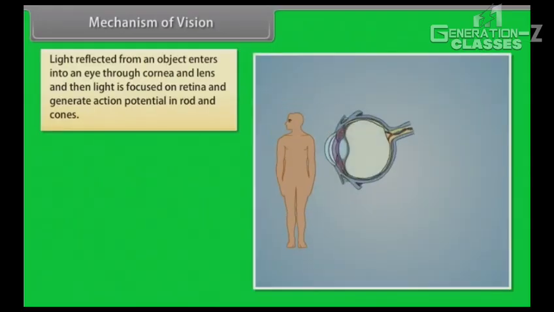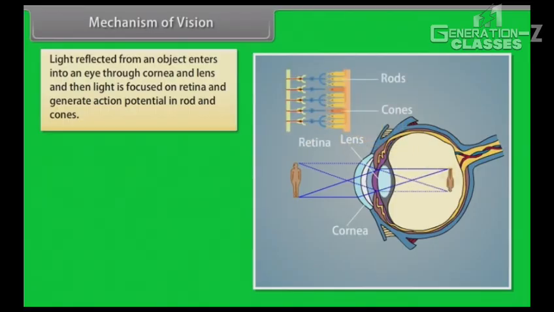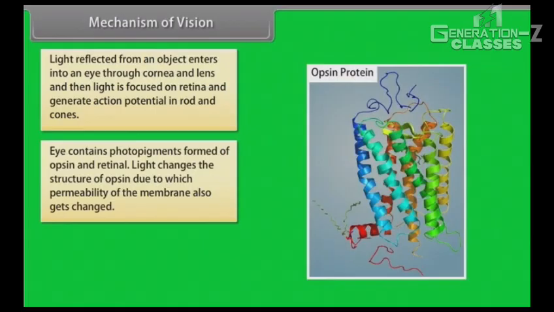Mechanism of vision. Light reflected from an object enters the eye through the cornea and lens, and then the light is focused on the retina and generates action potential in rods and cones. The eye contains photopigments formed of opsin and retinal. Light changes the structure of opsin, due to which the permeability of the membrane also gets changed.